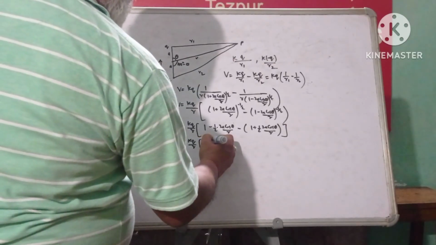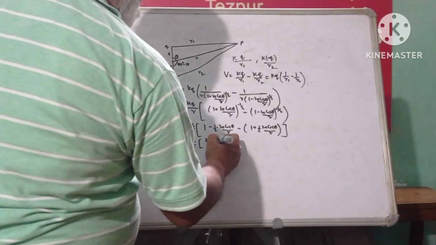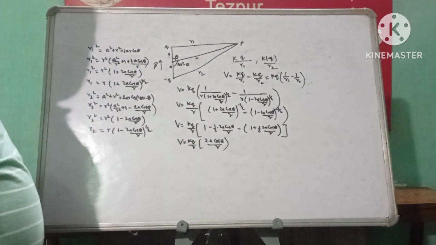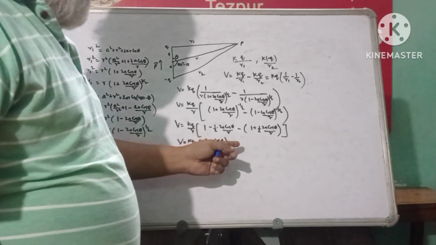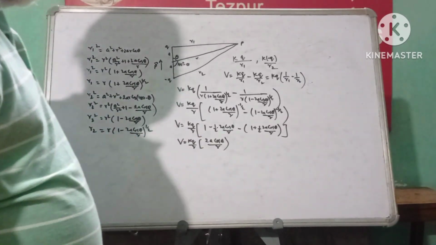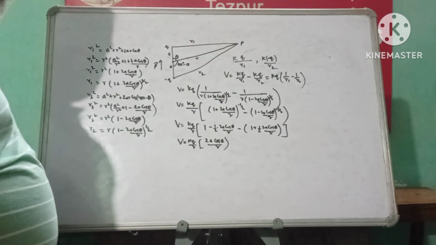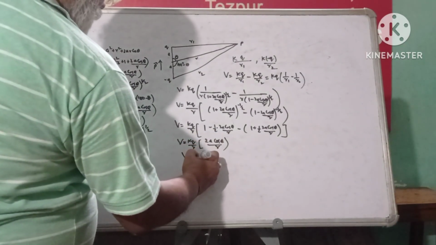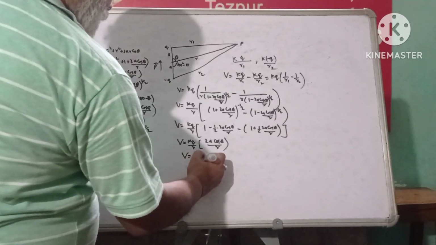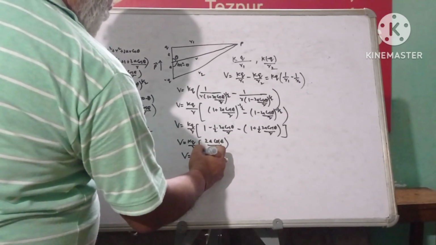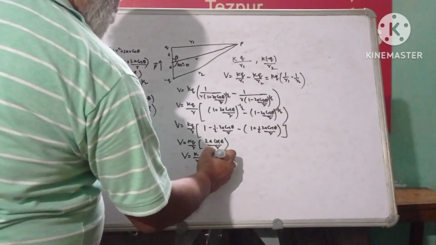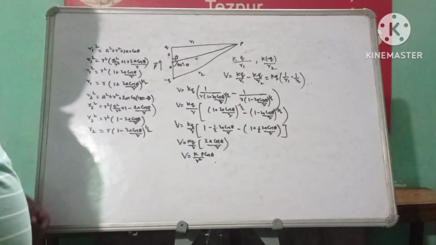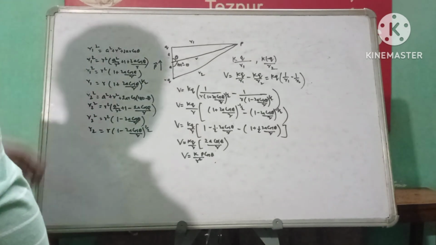Now if you solve it, you are going to get 2a cos theta by r. Now here you know that 2aq is the dipole moment. So this is k by r square, and here this is the dipole moment p cos theta. This is p cos theta. This is your 2aq, this is your dipole moment.